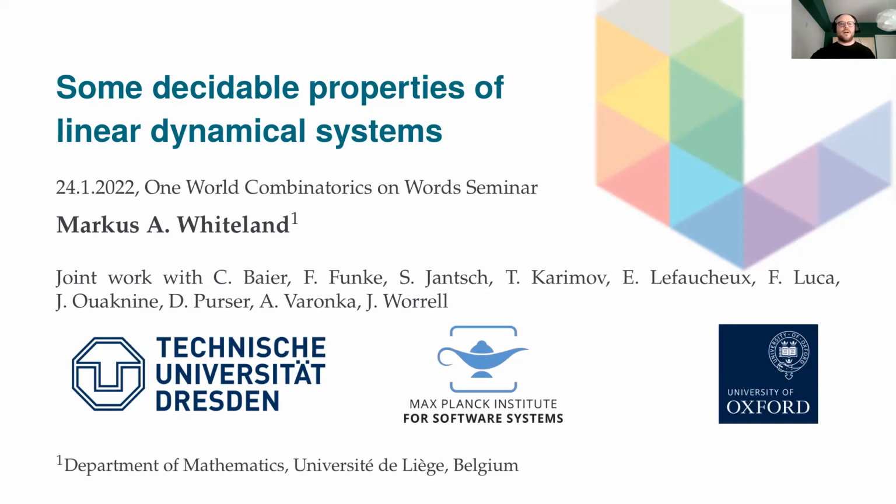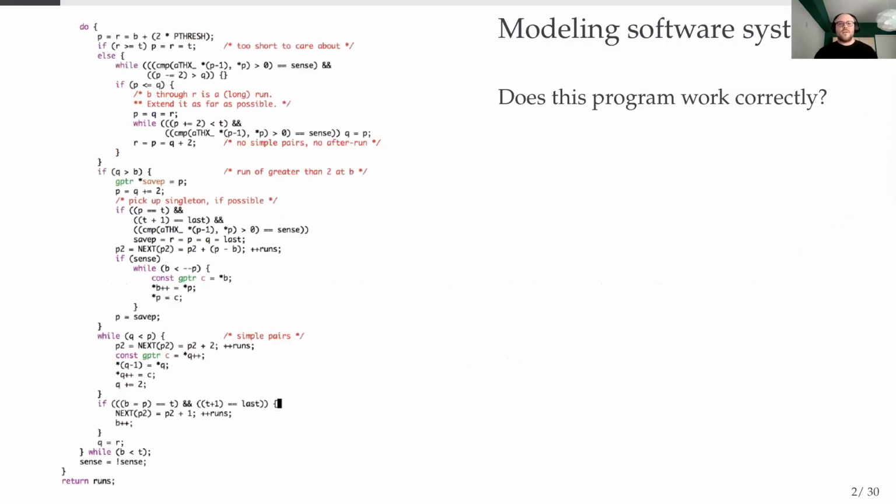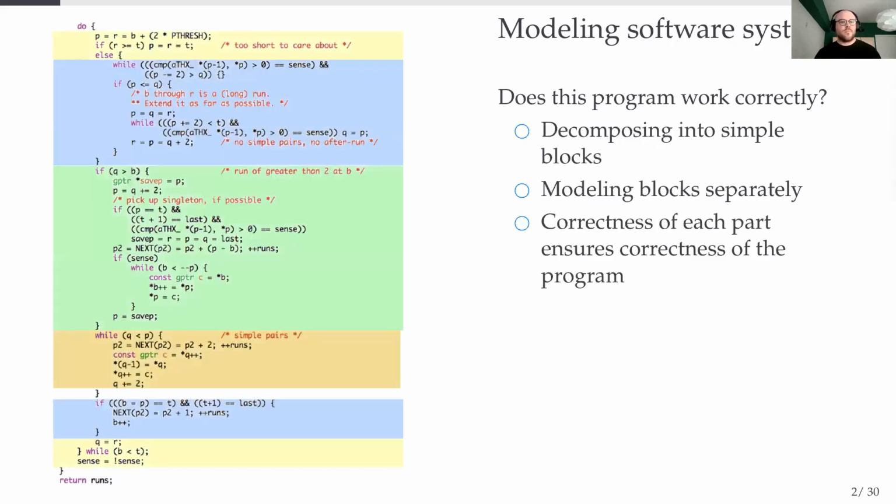So let me first start with some motivation. Why on earth do you study linear dynamical systems in a software systems institute? Well, in software verification, you generally just want to know: does a program work correctly? What you do is start modeling the program, and you have these distinct blocks that you can usually decompose your program into. You start modeling these blocks separately, and the correctness of each of the blocks ensures correctness of the whole program.